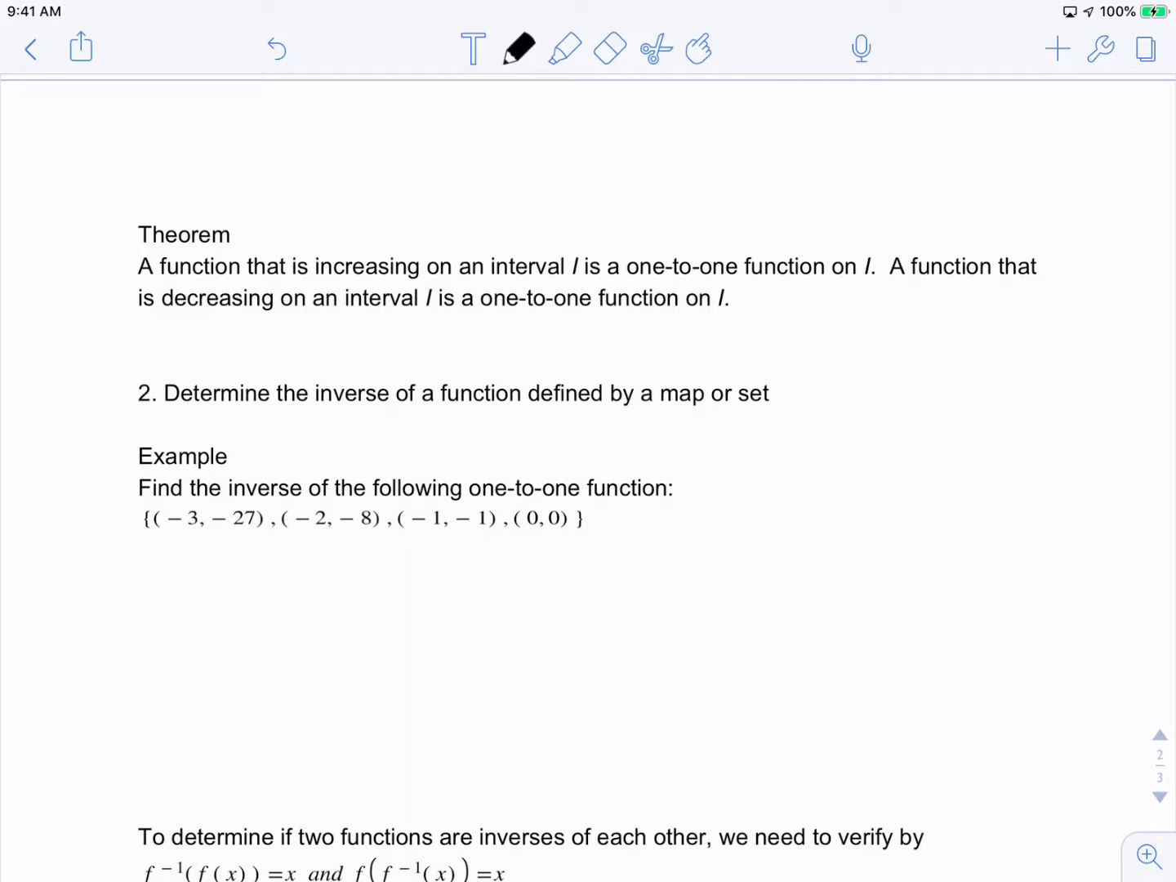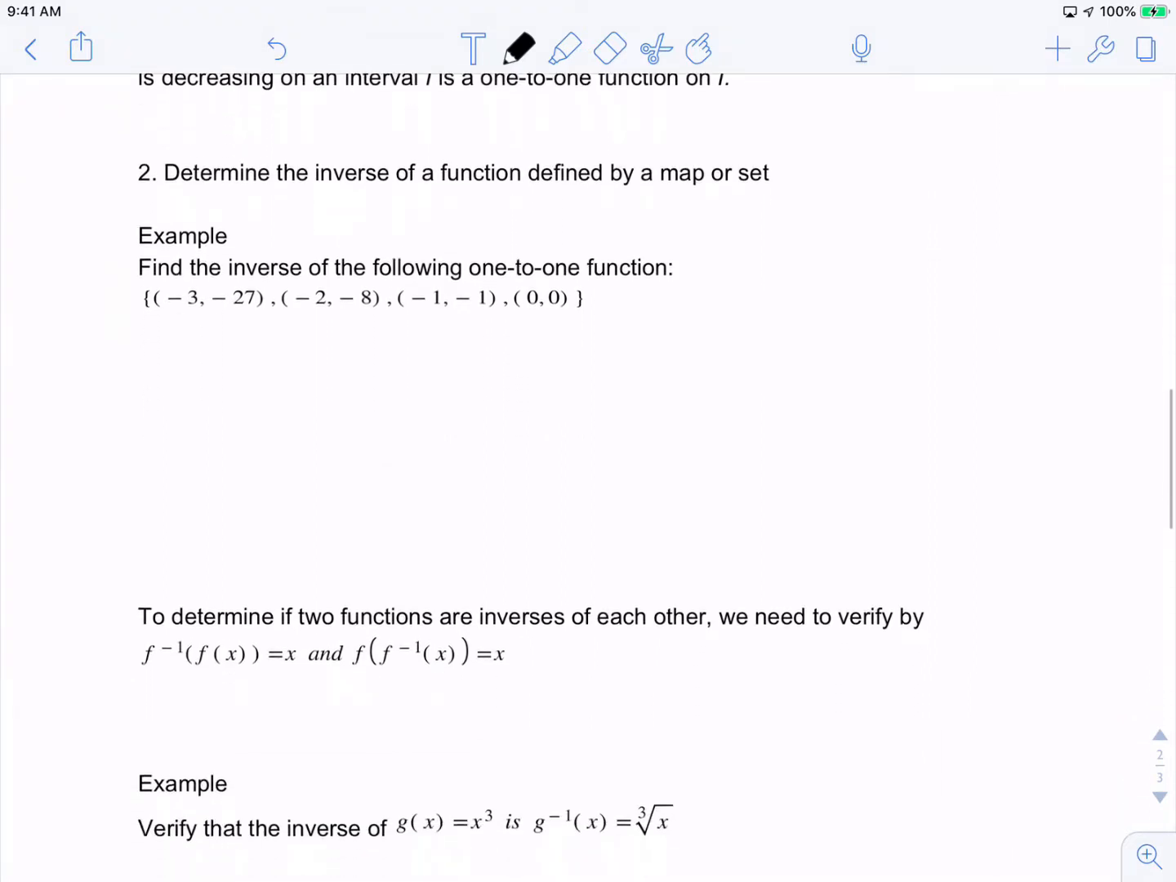So I'll just show you a quick picture. If I had a function and it went like this, clearly from this interval, it's going to be increasing, and it would pass the horizontal line test. By that same reasoning, if I had something like this, that's going to also pass the horizontal line test, and so this theorem holds.